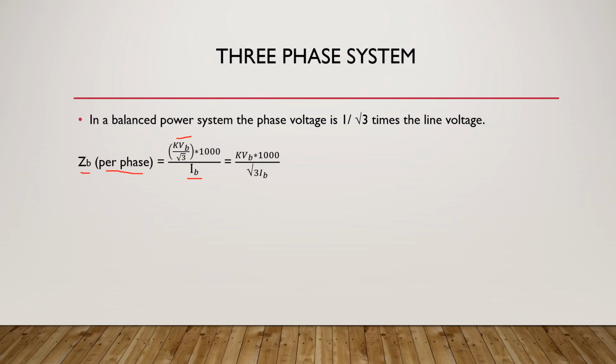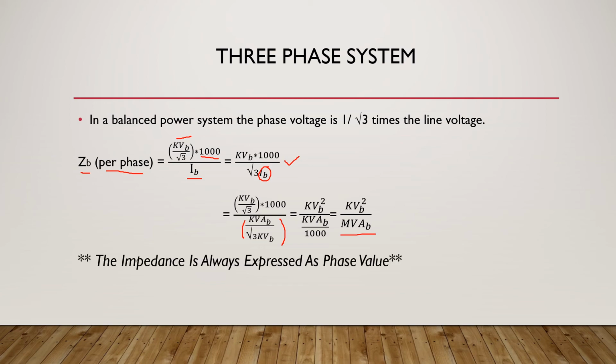But I want my ZB in ohms. Then what should I do? I have to multiply with 1000. If I rearrange, I can get this form. So this is the basic relation for ZB per phase. Now it can be even more simplified. We already got the relation for IB, so we just substitute the IB relation. With a simple calculation, we get ZB per phase as kVB square by MVA base.